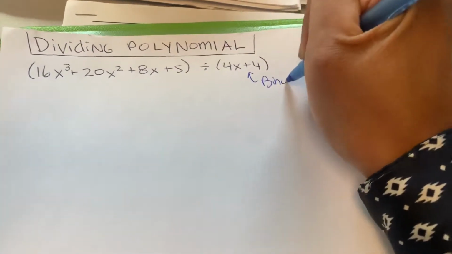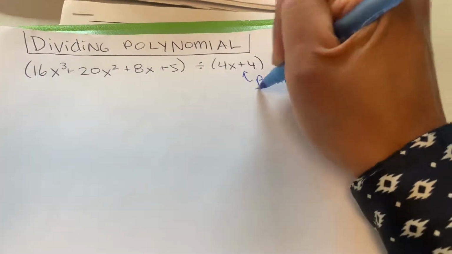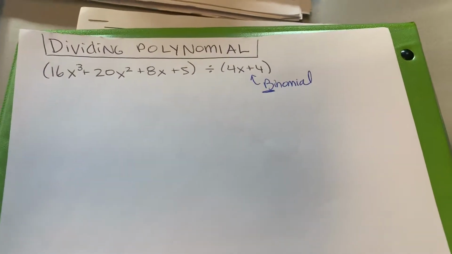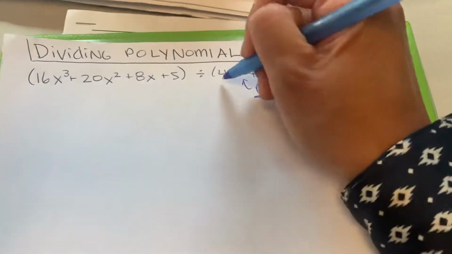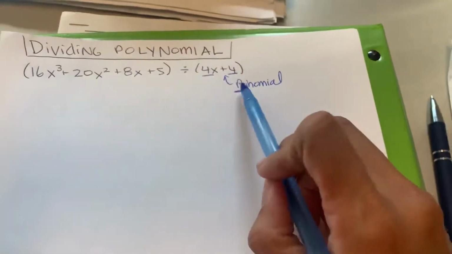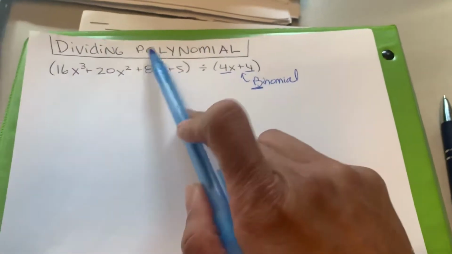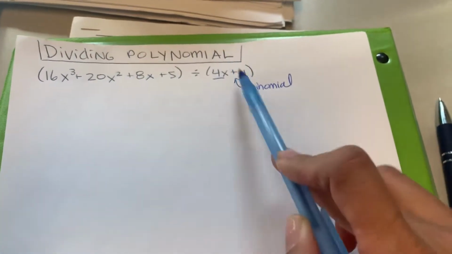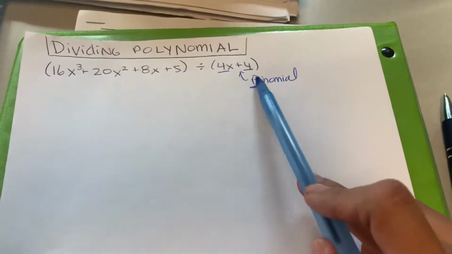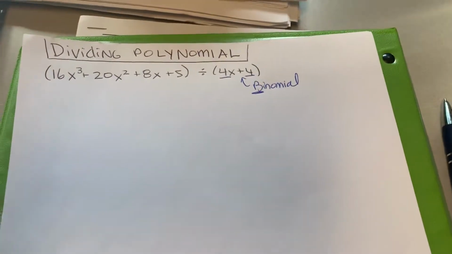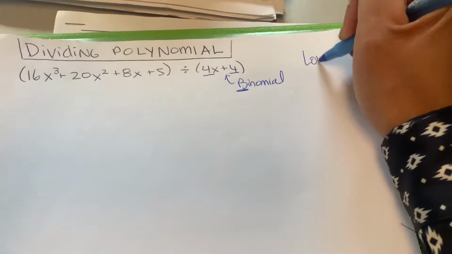It's called a binomial because bi means two, like a bicycle has two wheels. So two terms. So you're dividing by a binomial. So how do you divide a polynomial? Specifically, how to divide by a binomial. So the key thing is long division.